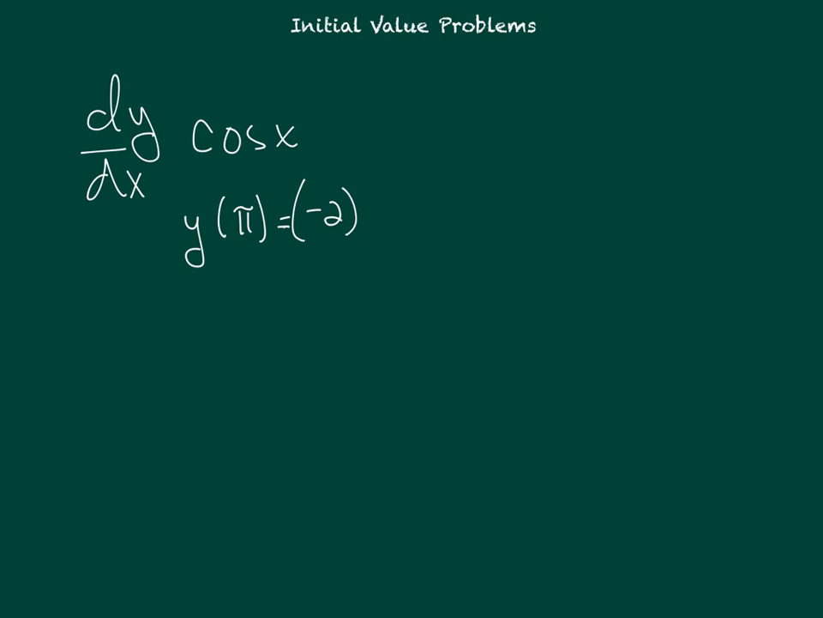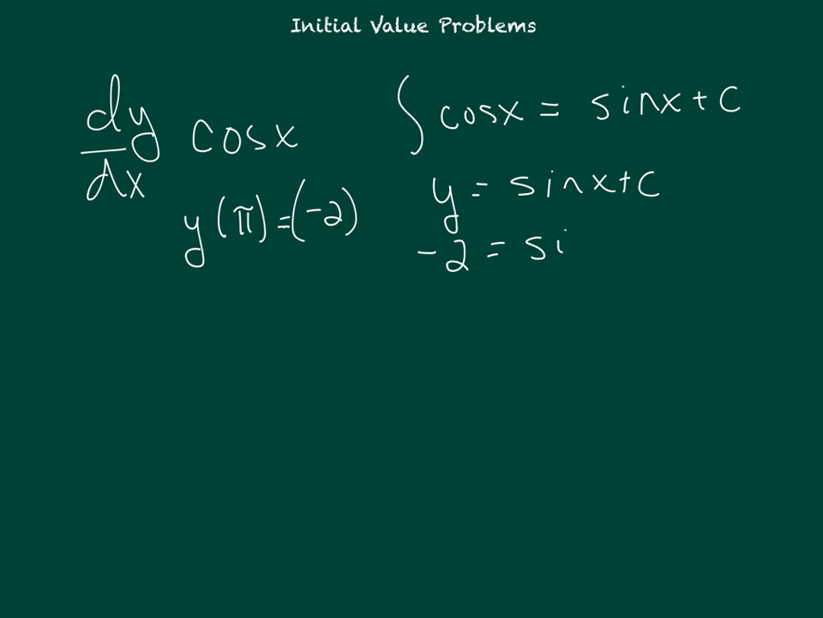Okay, just as before, this requires us to solve the integral of cosine x in order to find the antiderivative. And when we do that, of course we know that is sine x plus c. Now I'm going to use the initial condition here to solve for c. Since y equals sine x plus c, I will now plug in -2 for y, so -2 equals the sine of pi plus c. Now we know that the sine of pi equals 0, so -2 equals 0 plus c, so c equals -2.